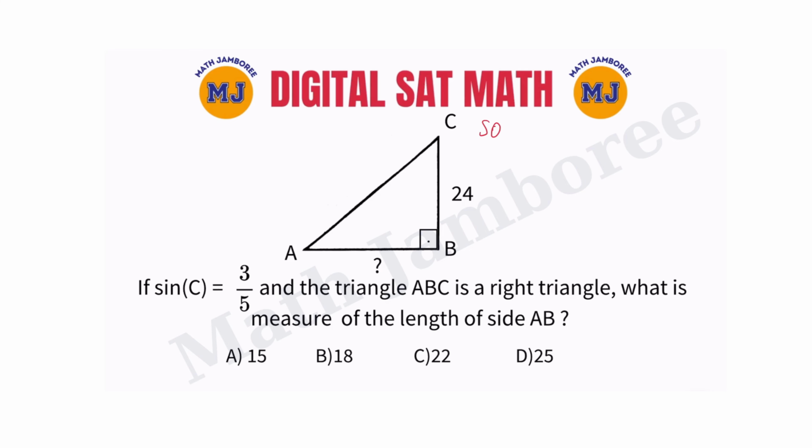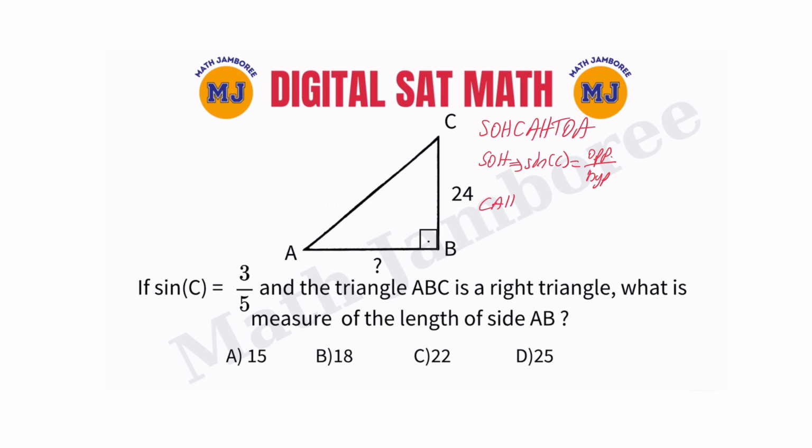So, the expression SOH-CAH-TOA is important for you to remember the triangle trigonometric expressions. Sine C: S comes from the sine, O stands for the opposite, H stands for the hypotenuse.